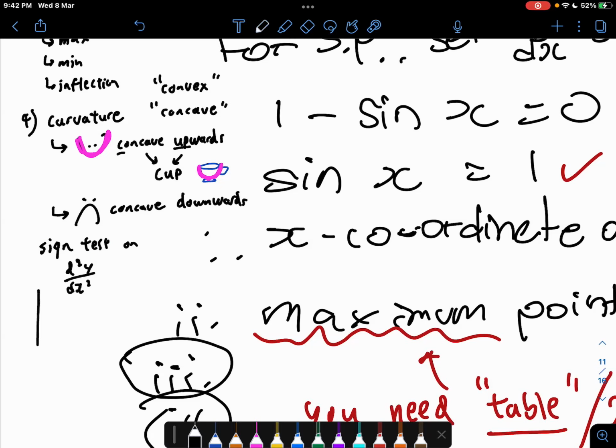So for example, if you have a curve that bends like this, it's like the left half of a sad face, right? Left half of sad face. Then suddenly it changes into this curve, which is the right half of a happy face. Can you see? So it changes from a sad face to a happy face. This particular point has a corresponding x coordinate. You can find this by doing a sign test on d2y by dx squared. Okay.